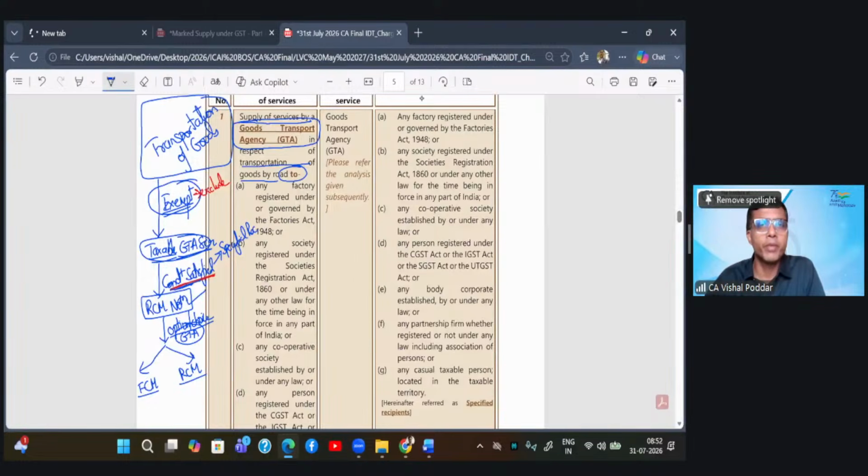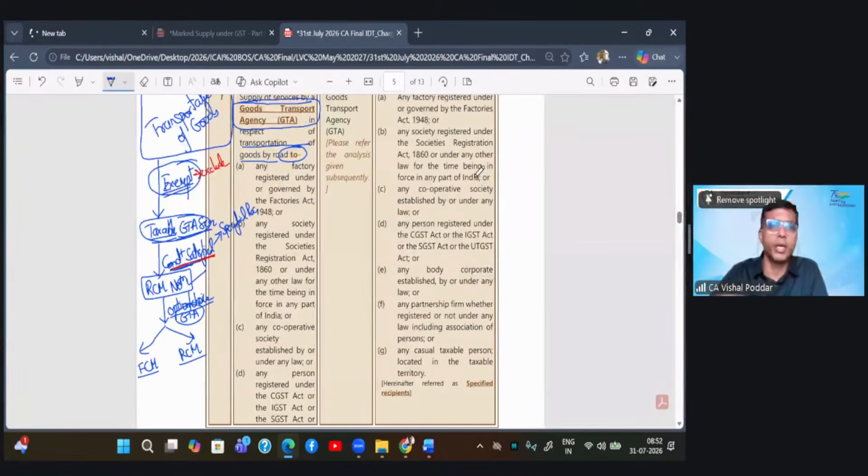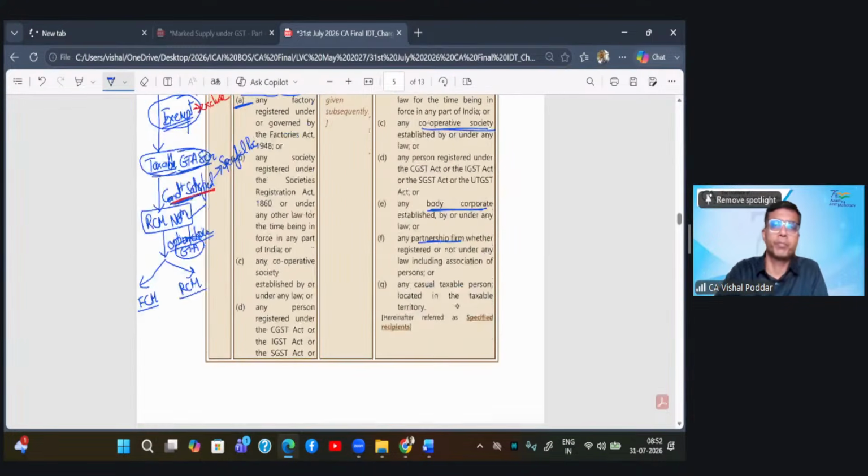Now, who are specified recipients? That you will find even on the right hand side, because the right hand side, as you can see, is also the list of recipients, and the same thing is repeated here also. So you study from here or you study from here, it is one and the same. So who are specified recipients? Factories, societies, cooperative societies, body corporates, partnerships, right?